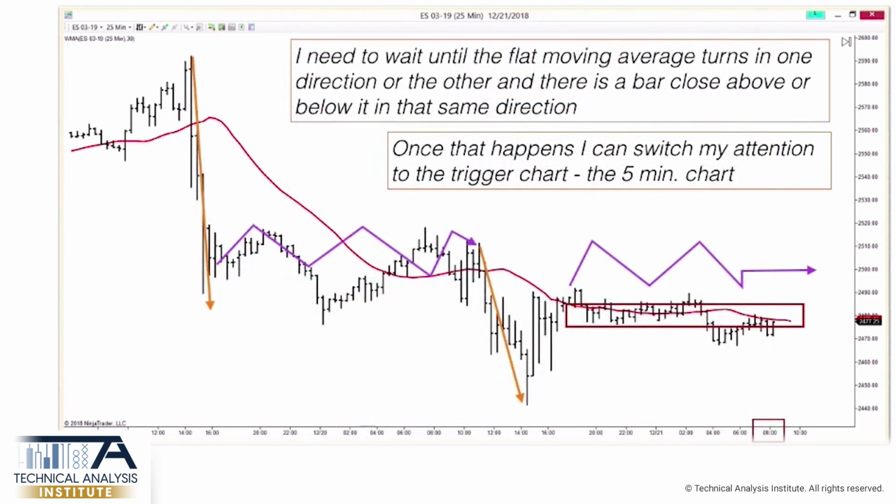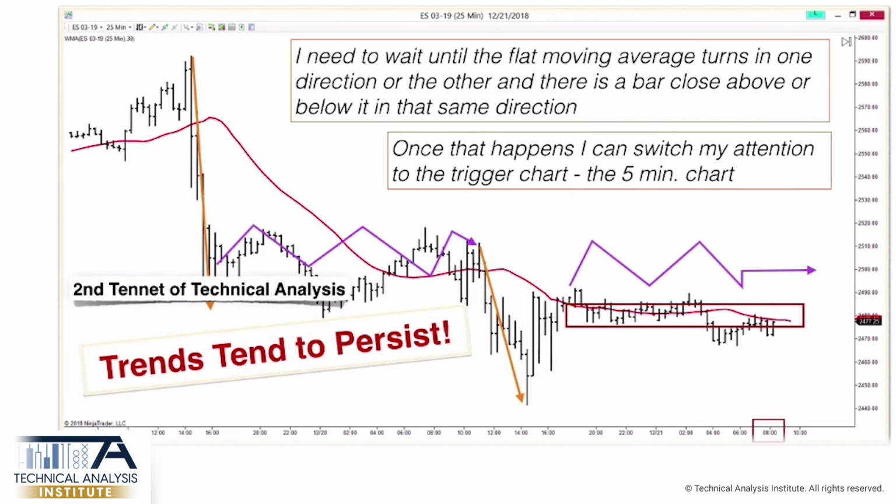I must admit, however, that the fact that the quick thin moves have been to the downside and the slow and overlapping moves to the upside has predisposed me to think that the trend is down in this time frame. And the second tenet of technical analysis teaches us that trends tend to persist. So with that in mind, my thought was that the next meaningful move was likely going to be to the downside. But that was just my thought process.